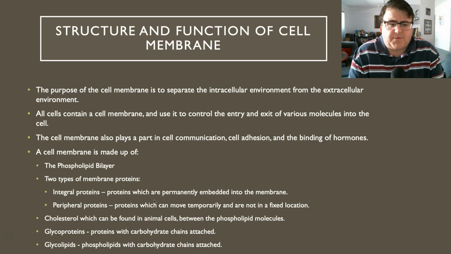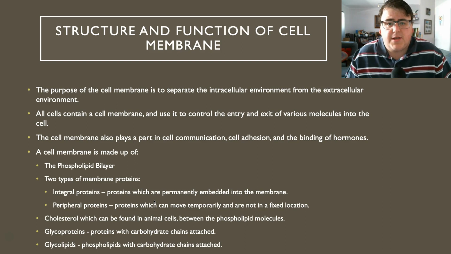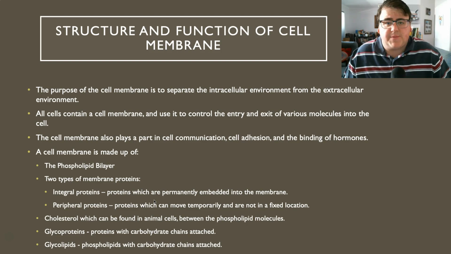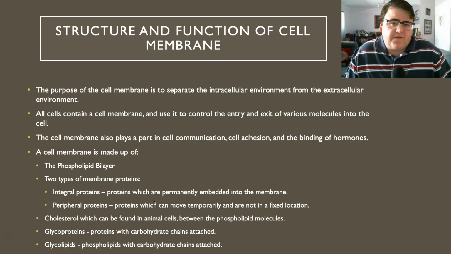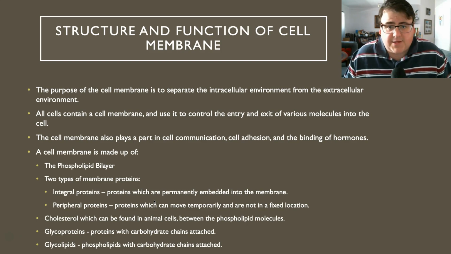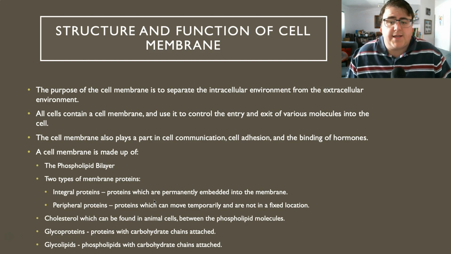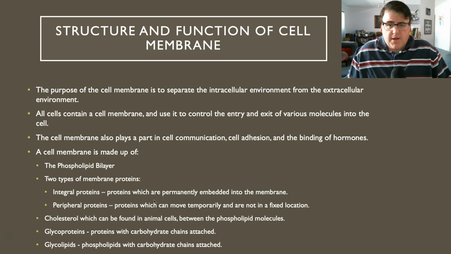The actual cell membrane though. The purpose of the cell membrane is to basically separate the insides of the cell from the outside of the cell. The intracellular environment needs to be different from the extracellular environment, because we need inside our cell very specific requirements in order for all of our metabolism, etc., to actually take place. Every cell that we have found contains a cell membrane, and that cell membrane is used to control what enters and exits the cell. It also plays a part in cell communication, cell adhesion, as well as the binding of hormones.